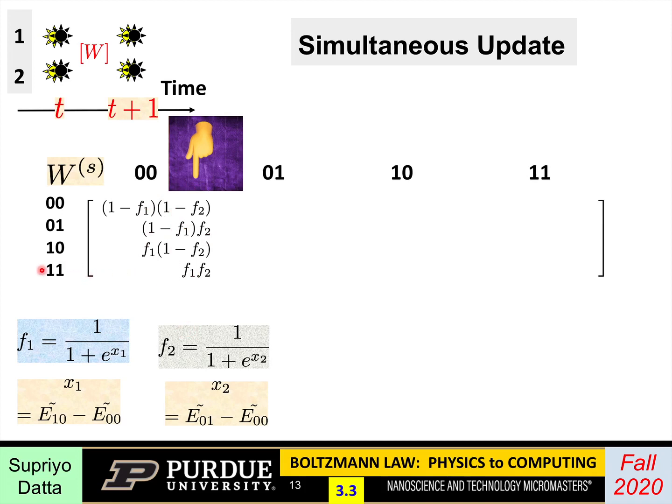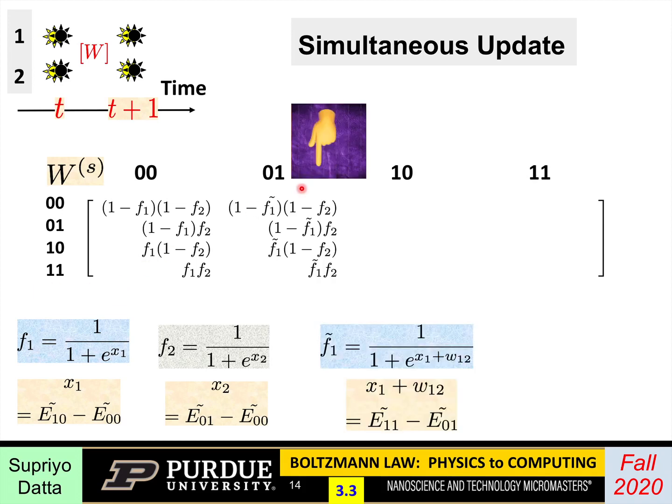So the probability that I'll put them both in 1 is F1 times F2. Because F1 is the probability that neuron 1 will be 1, F2 is the probability neuron 2 will be 1, and so the chance that both are 1 is F1 F2. Similarly, the probability that it's 1, 0 is F1 times (1 minus F2). 0, 1, well, (1 minus F1) times F2. And 0, 0 is (1 minus F1) times (1 minus F2). So that would be the W matrix for simultaneous updating. Okay, I guess that's the first column.